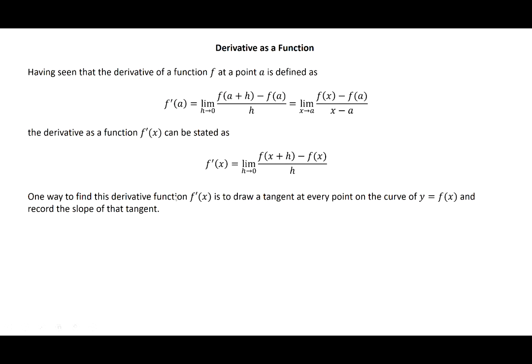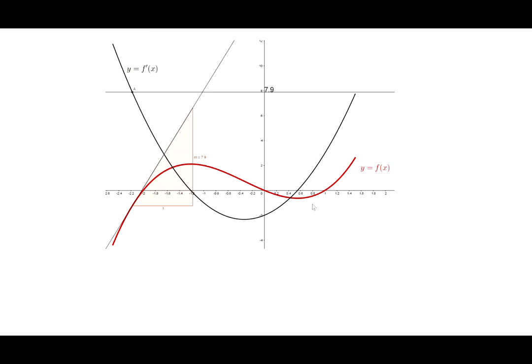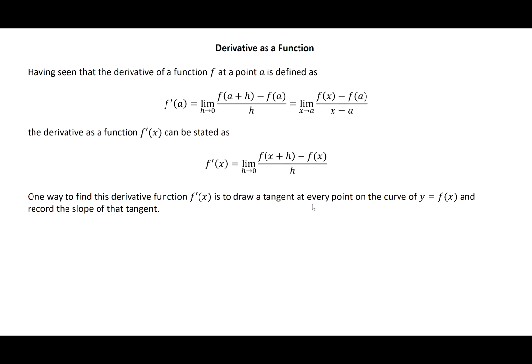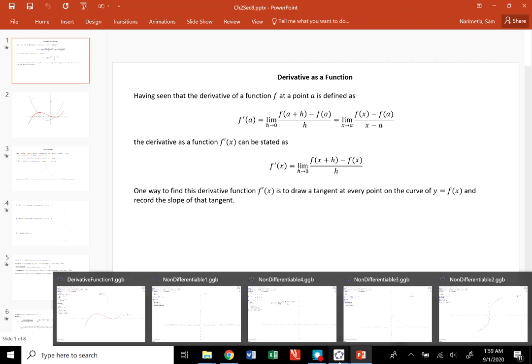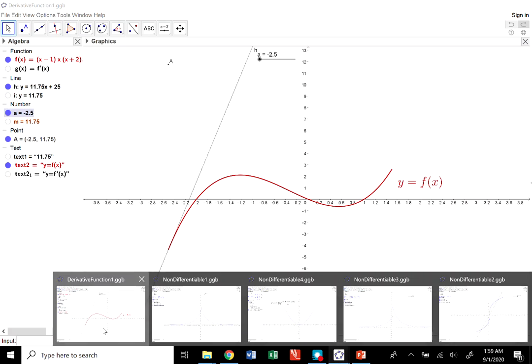And so here, notice what I am saying. One way to find this derivative function f prime of x is to draw a tangent at every point on the curve of y equals f of x and record the slope of that tangent. This is what I'm going to show you with the help of Geogebra. Okay? Give me just a second. Let me go over there and open up my Geogebra.